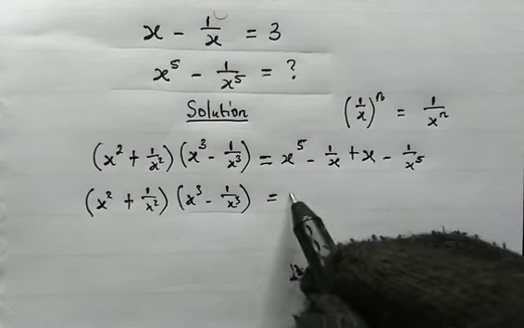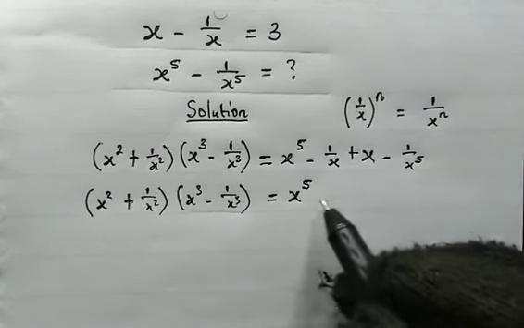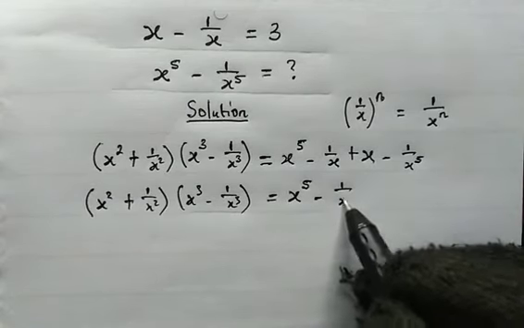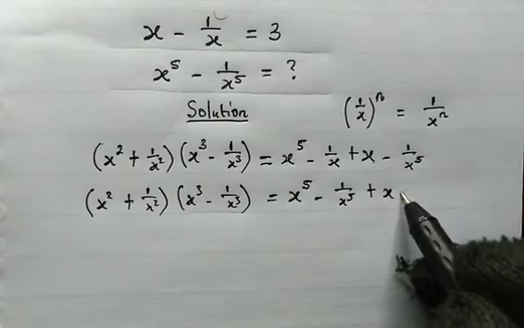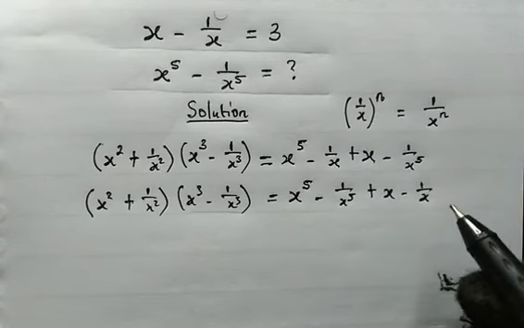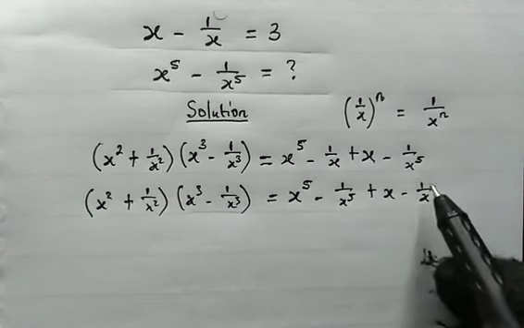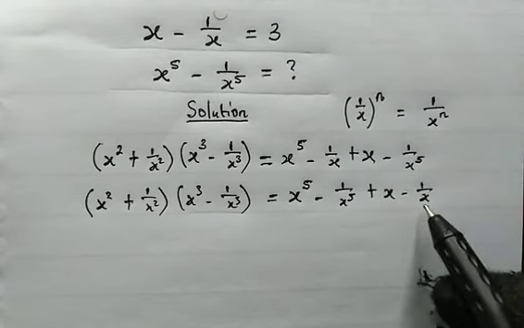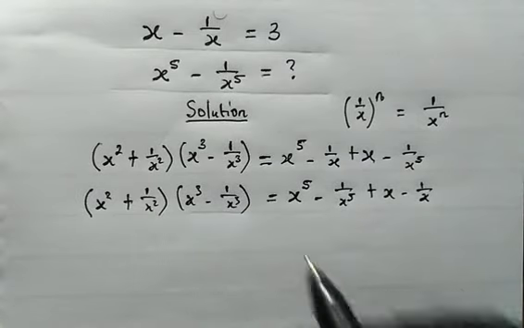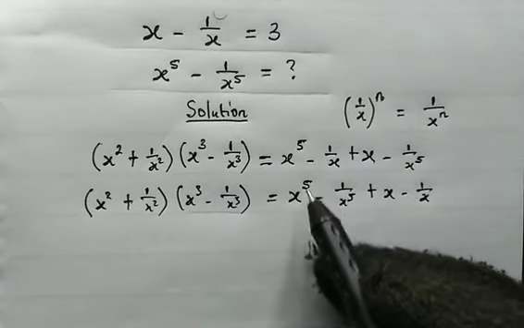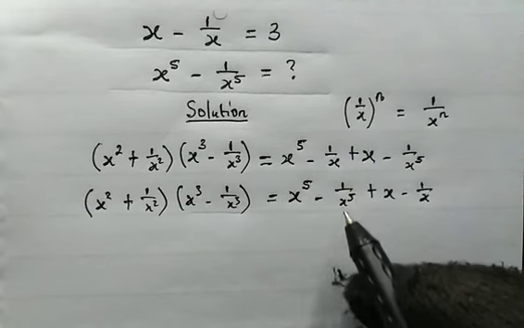So let's put it together. We have x to the power of 5 minus 1 over x to the power of 5. And again, we have plus x minus 1 over x. And the most interesting part of this is that this expression here, x minus 1 over x, we exactly have the value here, right? So now we can make x to the power of 5 minus 1 over x to the power of 5 the subject, right?